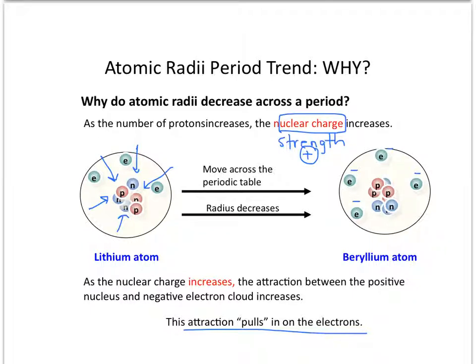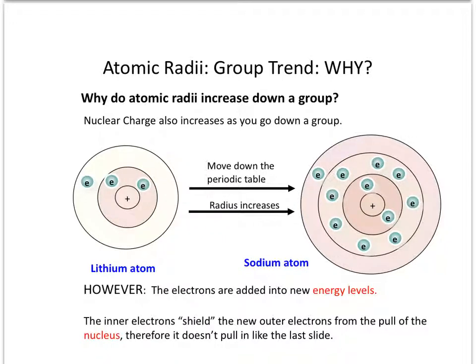Remember, as you go across, we're increasing in proton number. Lithium has 3 protons, beryllium has 4, and as you keep on going to the right, that number gets larger and larger. So remember that there's a direct correlation between the proton number and nuclear charge and strength. As we go down, you will also see that the number of protons is increasing as well. Lithium has 3 and sodium has 11. But there's another factor at play here, and that is the energy levels are changing as well. We generally find that when you go down a group, the energy levels increase.